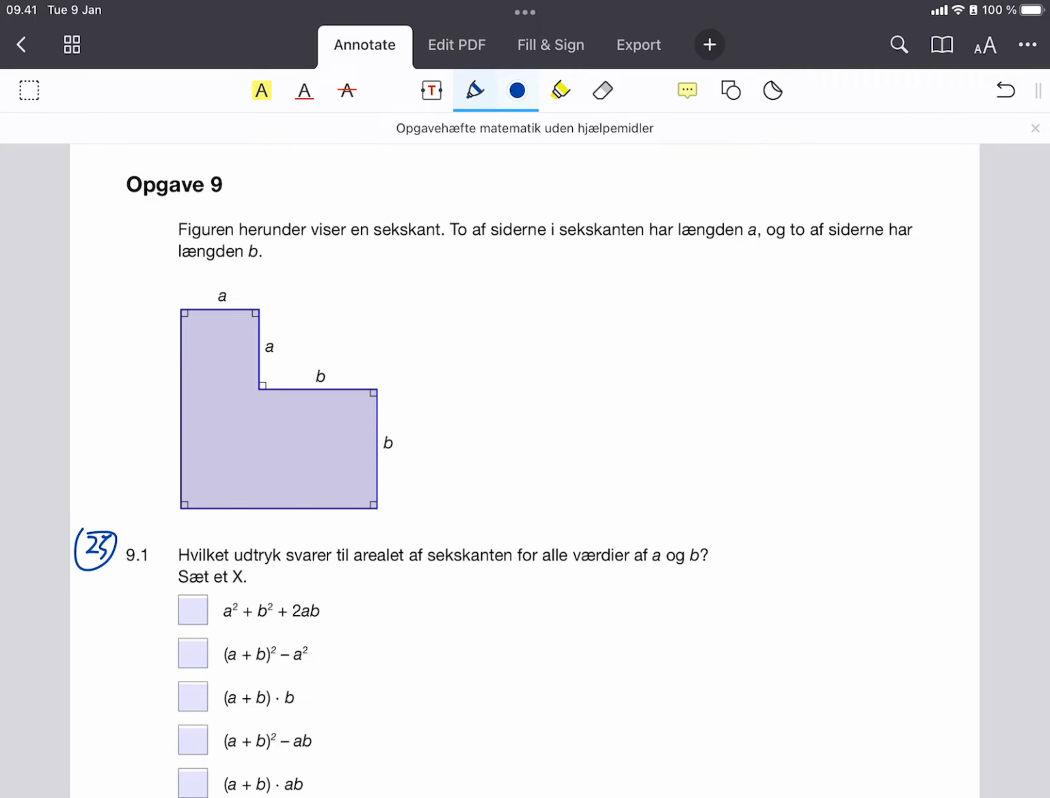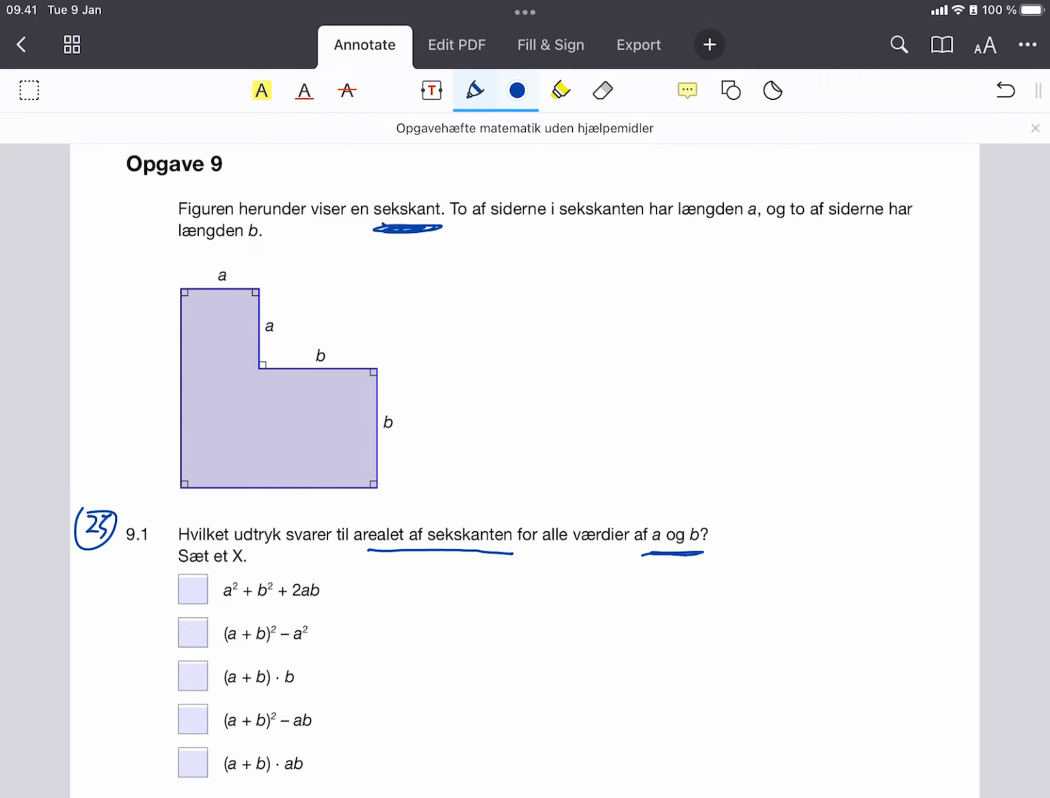Okay, so it says the figure below shows a hexagon. Now, you might not look at that and think hexagon, but it's a shape with 6 straight edges, so it is technically a hexagon. But it's also got lots of right angles in it and consists of rectangles stuck together. So it says, which expression below corresponds to the area of the hexagon for all values of a and b? So irrespective of what a and b actually are, which of these expressions gives the area of the hexagon?